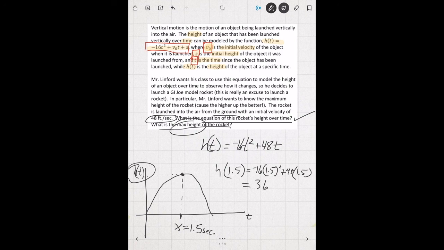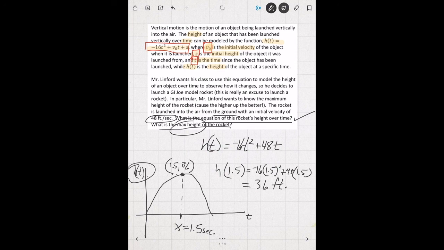So this point right here, this maximum coordinate point is 1.5 and 36. What this tells us is that at 1.5 seconds into its flight, the rocket is 36 feet in the air. That's the maximum height, okay? Because we already said that we know that the maximum height is going to occur at 1.5 seconds.